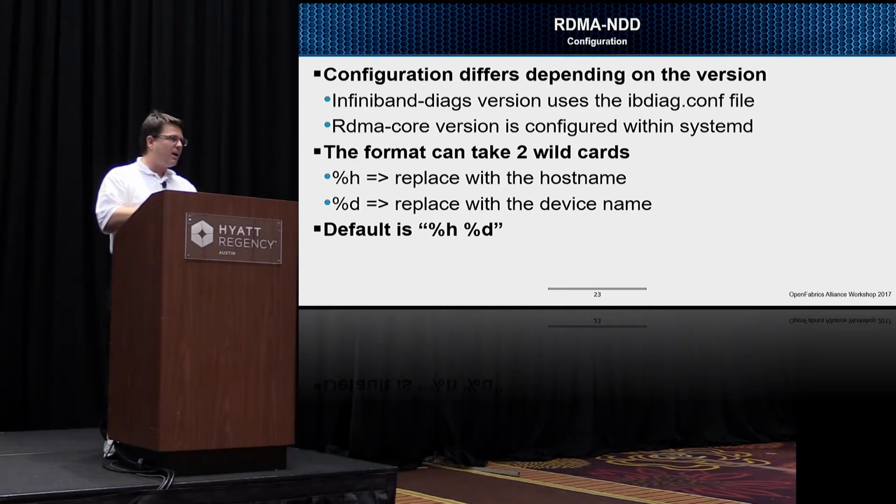So depending on where you're getting it from, the configuration is a little bit different. Check the man page. The man page is correct depending on which version you got. So if you read the man page, you'll figure out how to configure it appropriately. But basically, %h replaces it with a host name. %d is the device name. The default is host name space device name. So, an MLX4 card comes up, and it'll be called Ira's Great Node space MLX4_0, if that's the only card.